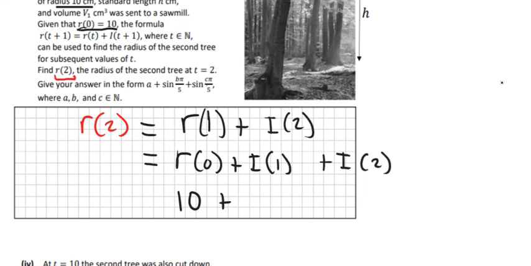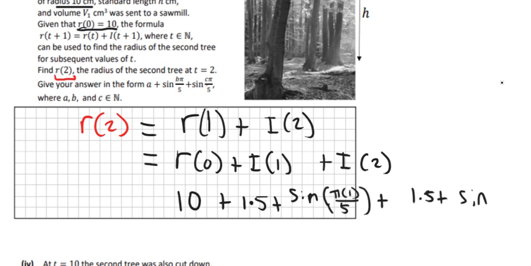So it'll be 10 plus, and we've got a formula for this, 1.5 plus sin of pi times 1 over 5. And then we need to add on the increase for year 2, so we just put the same thing in again. So 1.5 plus sin of pi times 2 all over 5.